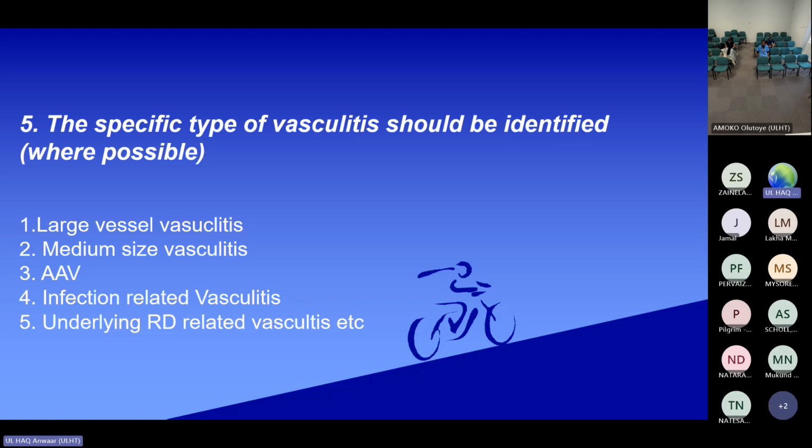An underlying rheumatological disorder-related vasculitis should also be ruled out. Previous past medical history is also very important. See if the patient is already known to have rheumatology conditions like rheumatoid arthritis, Sjogren, SLE, systemic sclerosis, then we need to consider whether it is vasculitis secondary to those conditions or not. The specific type of vasculitis is important because it guides us towards the treatment.